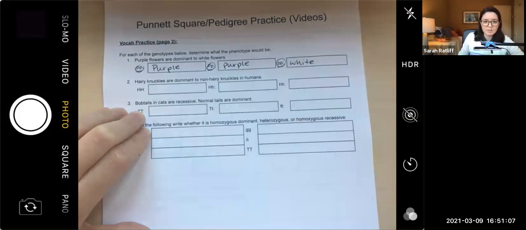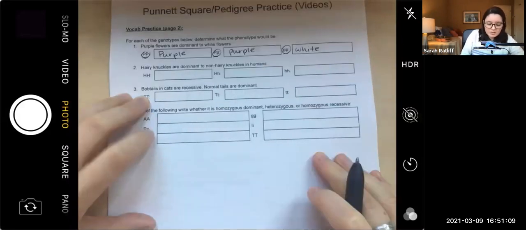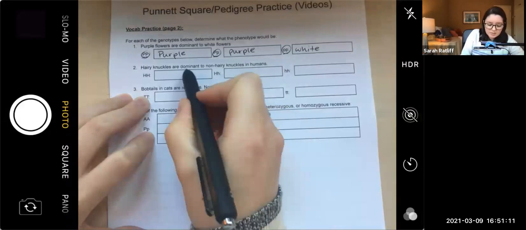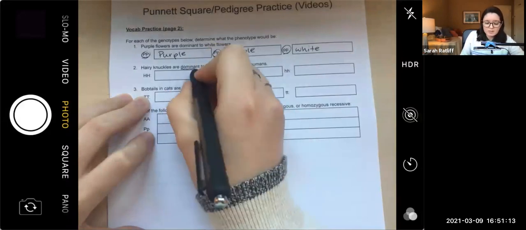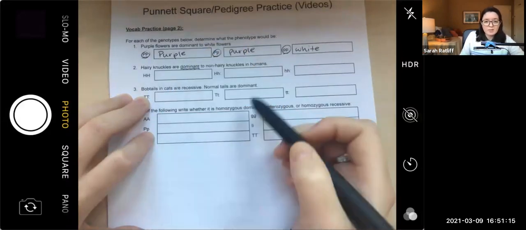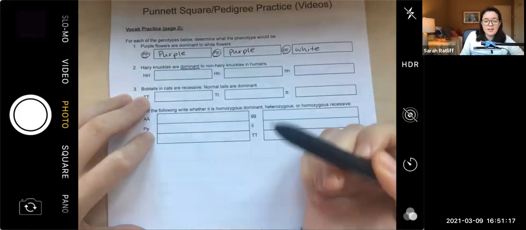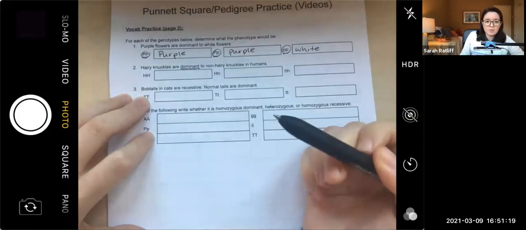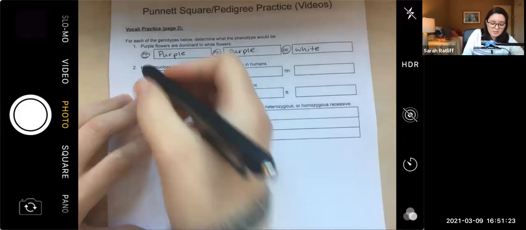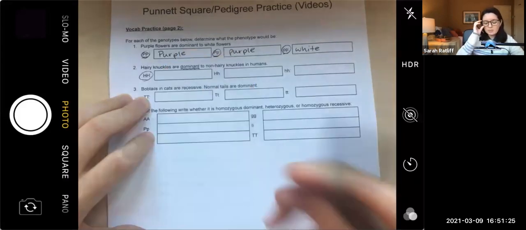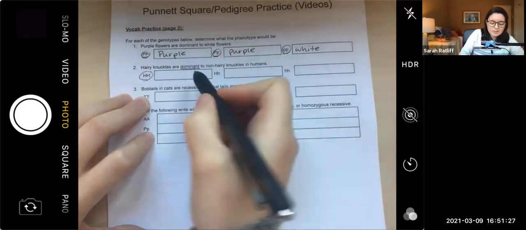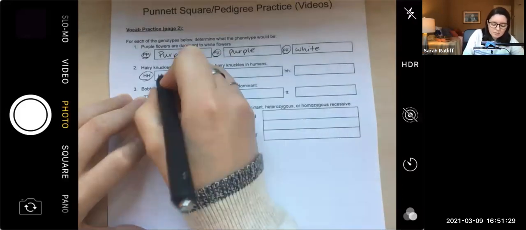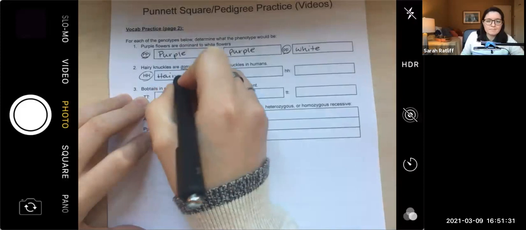All right, number 2. Hairy knuckles are dominant to non-hairy knuckles in humans. We see a big H for our allele. It's going to present that dominant trait. So first up, we have an HH, capital, capital. Hairy knuckles are dominant. That means this will be hairy.